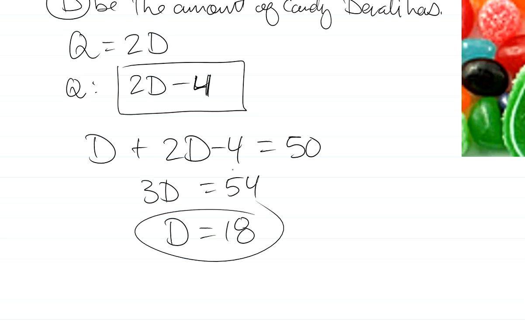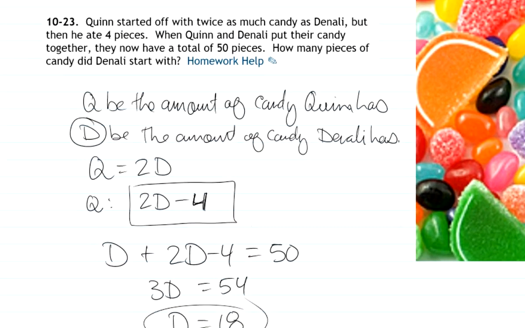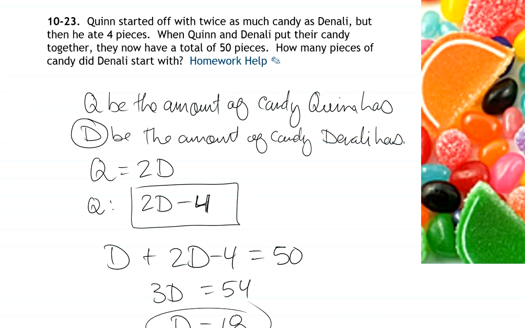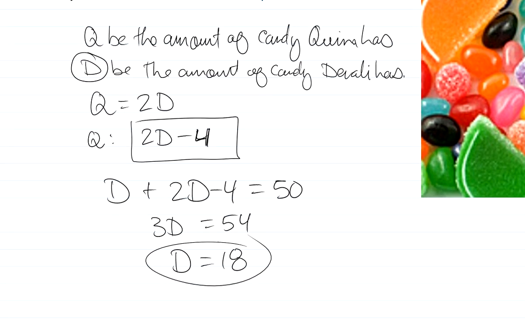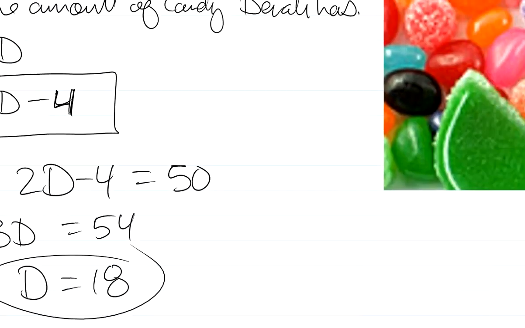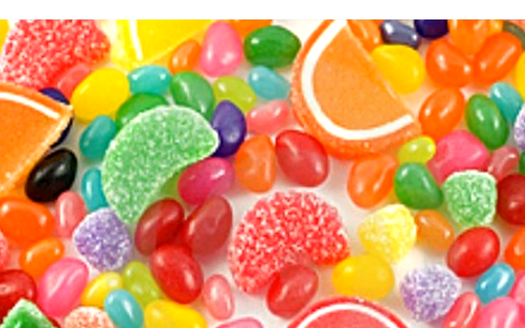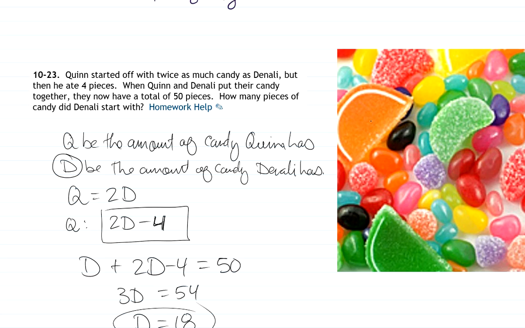And did they want to know how much Denali has? It said, how much candy did Denali start with? I hope it's not Denali that ate the four pieces. If it's Quinn that ate the four pieces, I've got the right answer. If it's Denali that ate four pieces, this isn't even close. But I'm just going to say that Denali had 18 pieces.